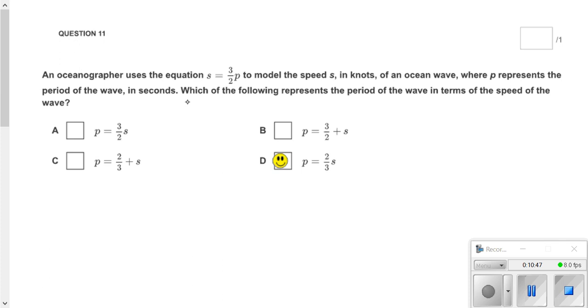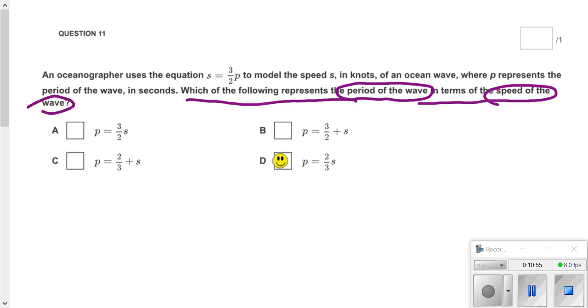So it asked, which of the following represents the period of the wave in terms of the speed of the wave? And earlier in the question, it said that the speed of the wave was s, and p is the period of the wave. So if we read that last question, the part I have in purple, it's saying which of the following represents p in terms of s.